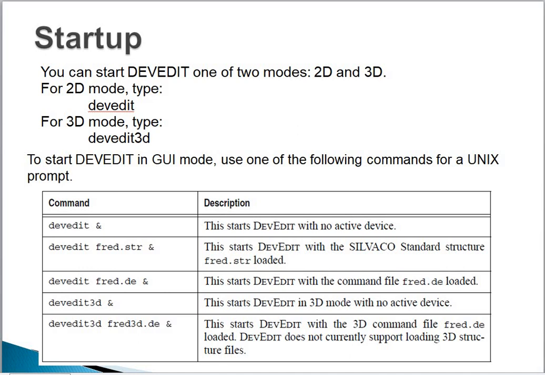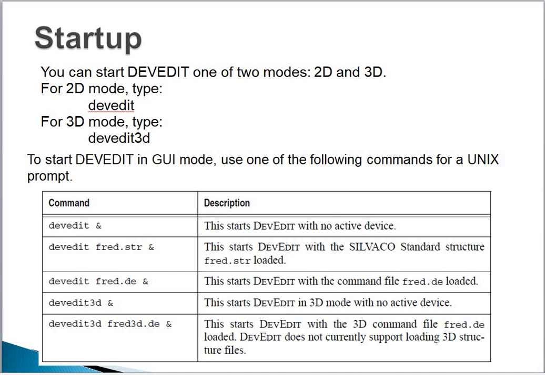To start DevEdit in a graphical user interface mode, use one of the following commands at a Unix prompt: DevEdit, and this starts DevEdit with no active device. DevEdit fred.str, and this starts DevEdit with the Silvaco standard structure fred.str loaded. DevEdit fred.de, and this starts DevEdit with the command file fred.de loaded.